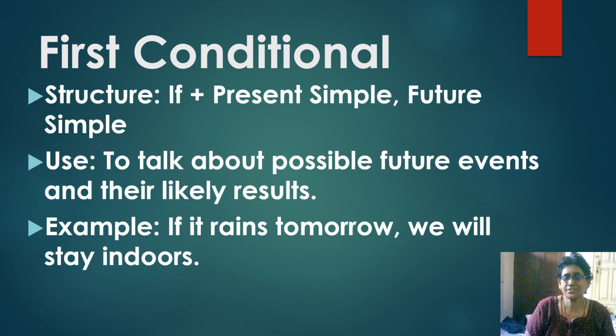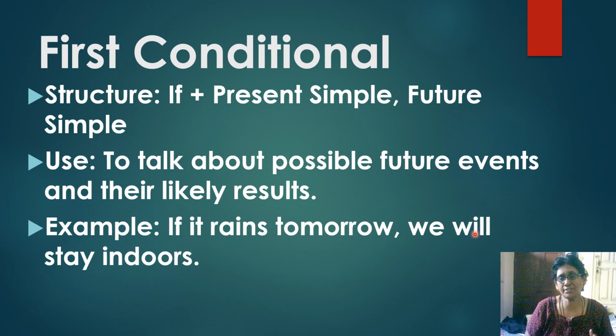So again, let's check the structure. If it rains, so we have the present simple. We have if, we have rains, which is present simple. And I told you that the main clause and the if clause should be separated by a comma. Now we have the main clause. What is the result? We will stay indoors. So again we have will stay, so that is future simple. Now we have the proper structure.